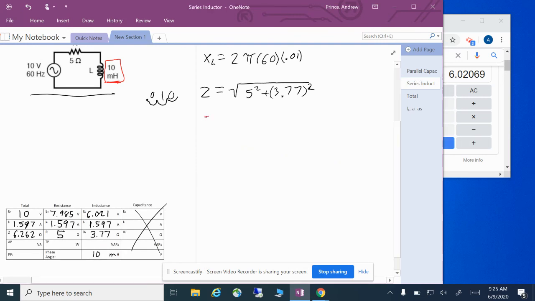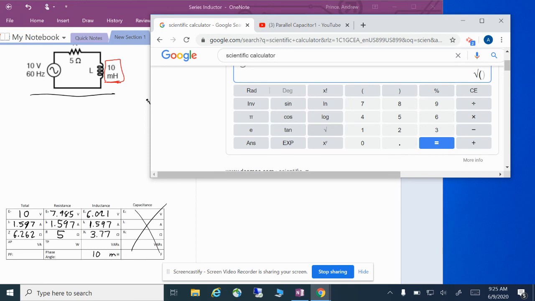So that would look something like this. My voltage total would be the square root of 7.985 squared plus 6.021 squared. And that gives me pretty darn close to 10 volts. So we're looking good there.